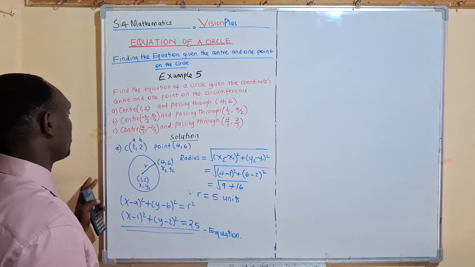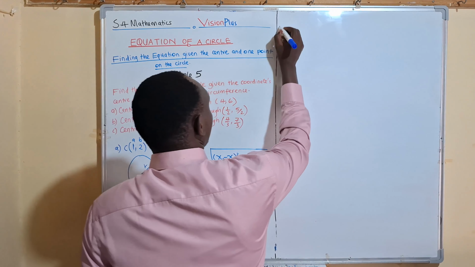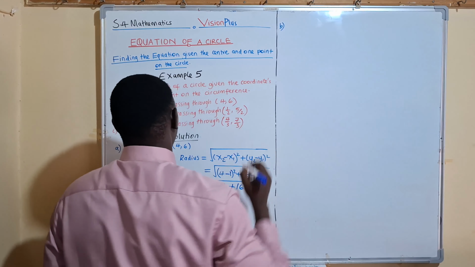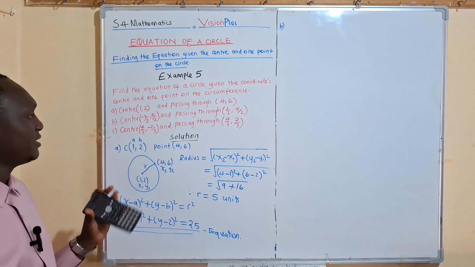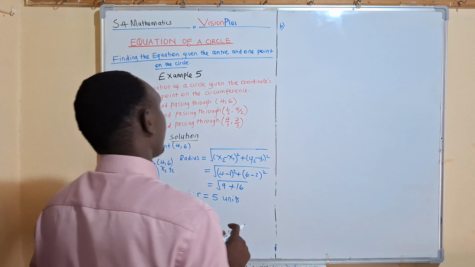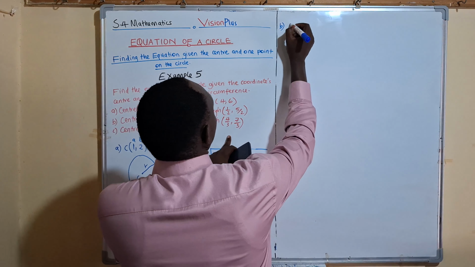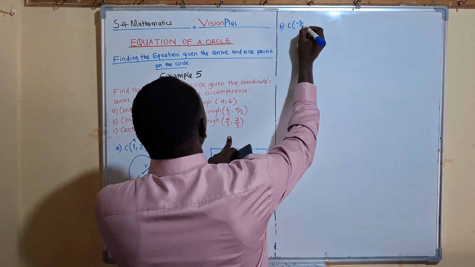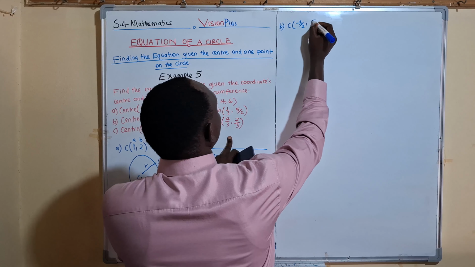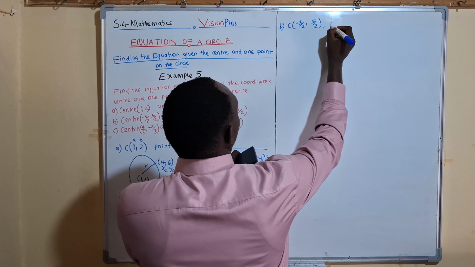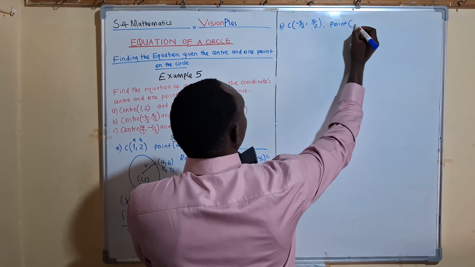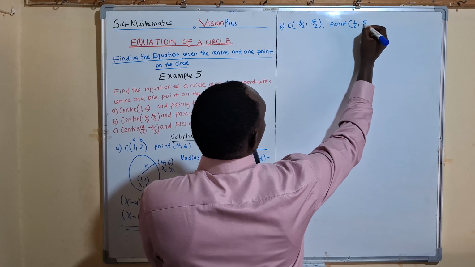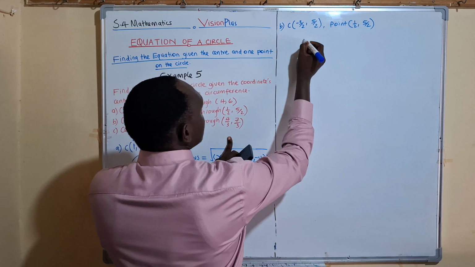And in the same way we are going to part B. In part B I'm seeing a lot of fractions, but don't get scared. Just follow the steps and the calculator is there to solve the fractions for you. So we have center (negative 3 over 2, 5 over 2), and the point on the circumference is (1 over 2, 5 over 2). Sketch it as a guide.